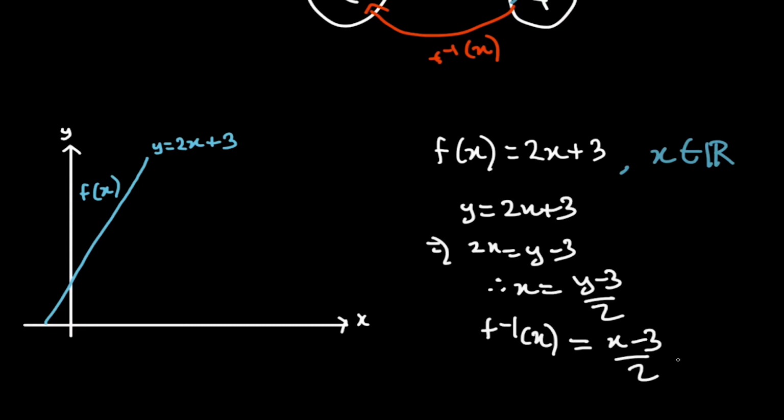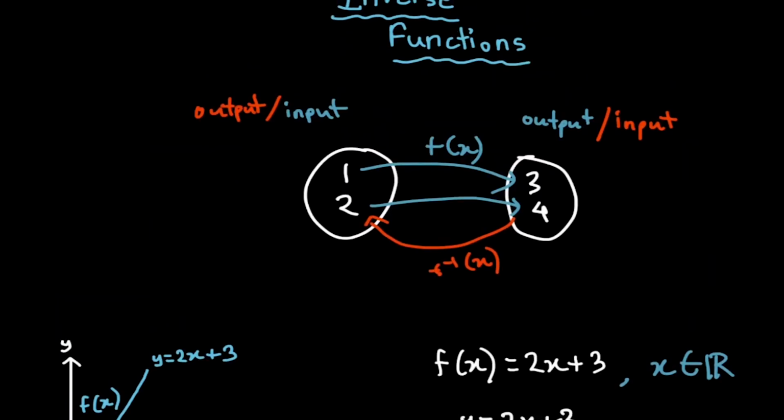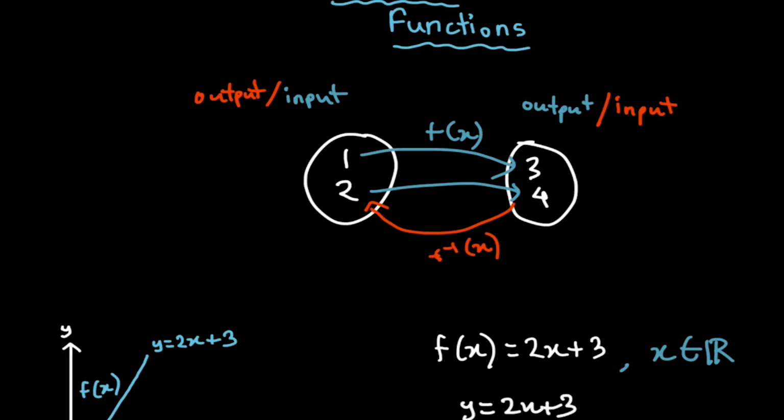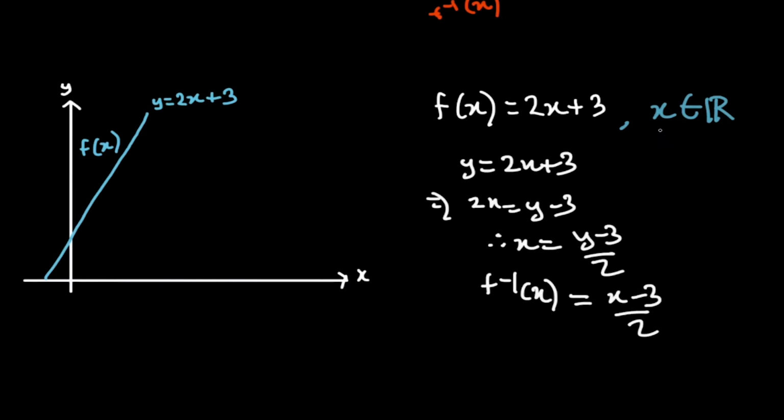So what's the domain of the inverse function? To know that, let's first look at here. We said that the output becomes the input of the inverse function, right? So the range of the original function becomes the domain of the inverse function. The domain of the original function is x belongs to R. So the range of the original function is f of x belongs to R, and hence the domain of the inverse function is x belongs to R.